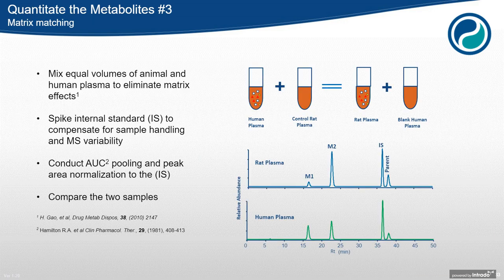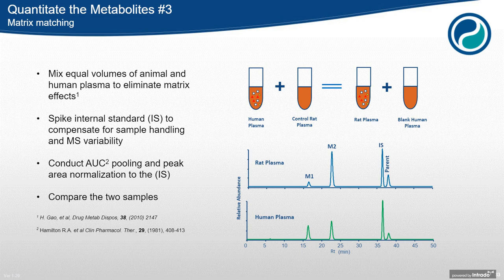Okay, thank you. This approach has been coined matrix matching, where we take the human plasma and add it to control rat plasma. We take the rat plasma sample and add it to blank human plasma. So we now have two samples that have equal volumes of rat and human plasma. One has rat metabolites, one has human metabolites. You spike with an internal standard to compensate for variabilities in sample handling and mass spec response. You would then conduct an AUC pooling using the Hamilton approach, for example, and then you compare the two samples.